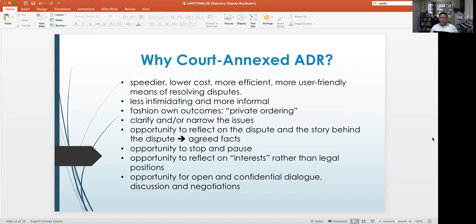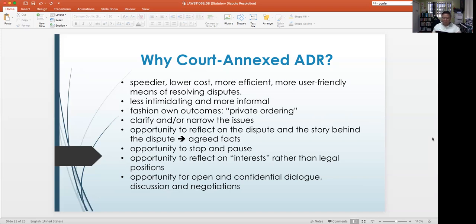The advantages are many. One is that if you use ADR, it means it's speedier. The cost is lower, it's more efficient, a more user-friendly means of resolving disputes. Imagine, and this is an important point, if the parties cannot resolve their dispute and they are compelled to bring it before the judge, and the judge will now have to make a determination or an adjudication of the dispute, it means this can only happen after protracted hearings. That can take a while. It can take between 2 years to 5 years, or in some cases, even 10 years, depending on the complexity of the case and the amount of evidence that is involved. So it won't be speedy. If you wait for court adjudication, it can take ages.